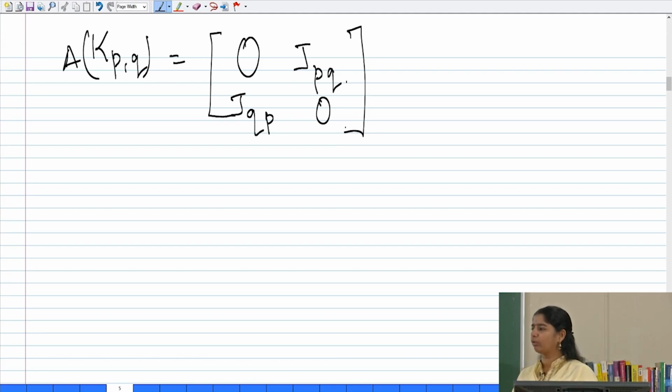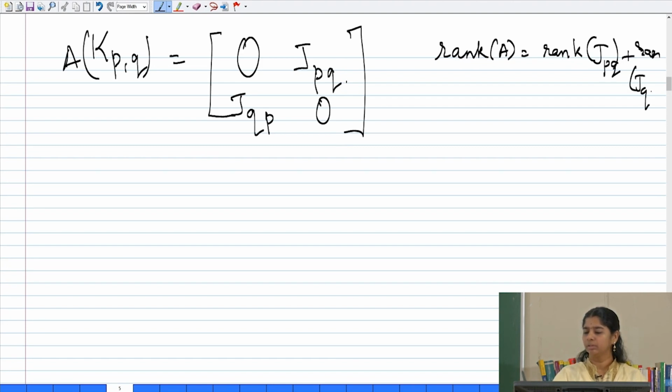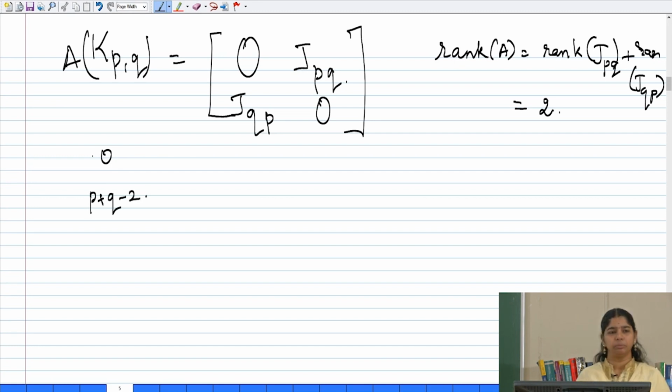If I want to talk about the eigenvalues of this, what is the rank of this matrix? We can quickly go through rank, it would be easier. Since we have a block representation, we can easily see that the rank of A is the sum of the ranks of J_{pq} and J_{qp}. We know a J matrix has rank 1, whatever dimension we are talking about, so this is equal to 2. That means we are looking for 2 non-zero eigenvalues and the rest are all 0 eigenvalues. So 0 occurs with multiplicity p plus q minus 2, the total number of vertices minus 2. What would be these 2 non-zero eigenvalues?